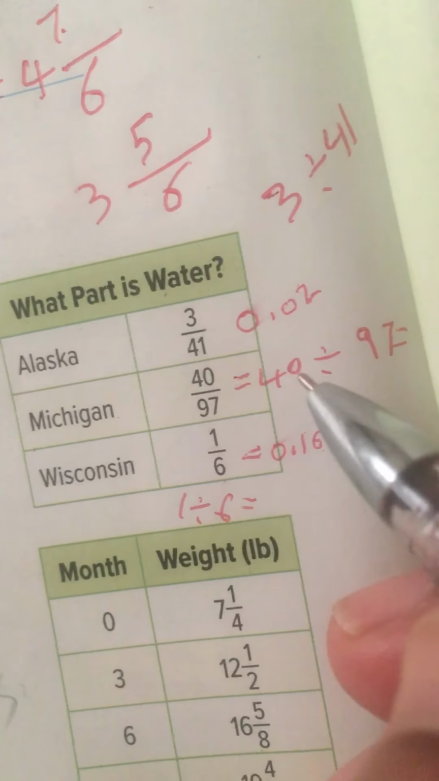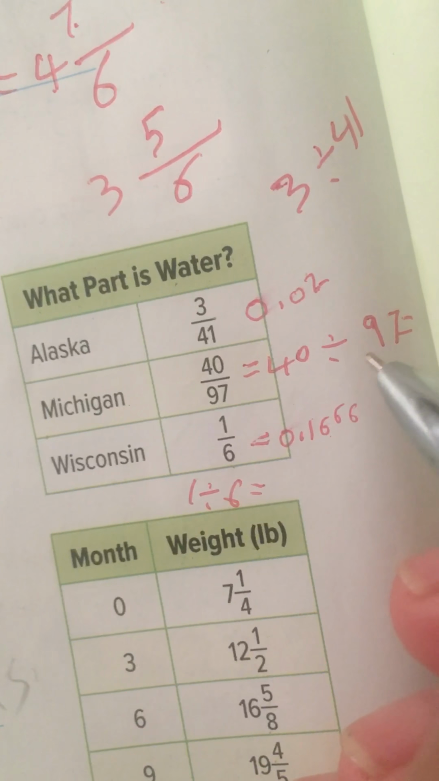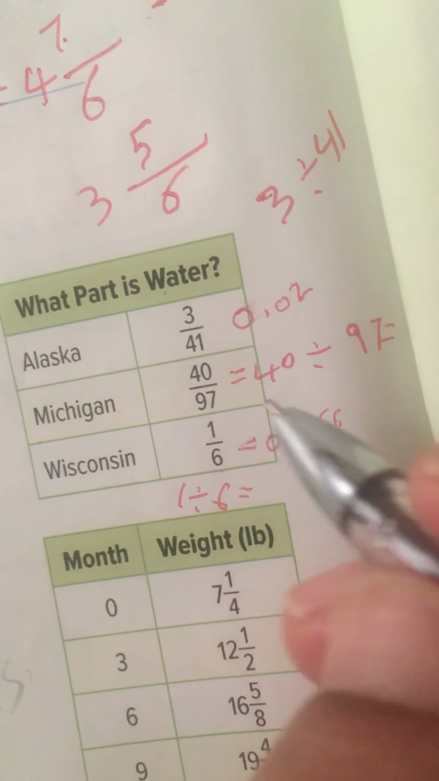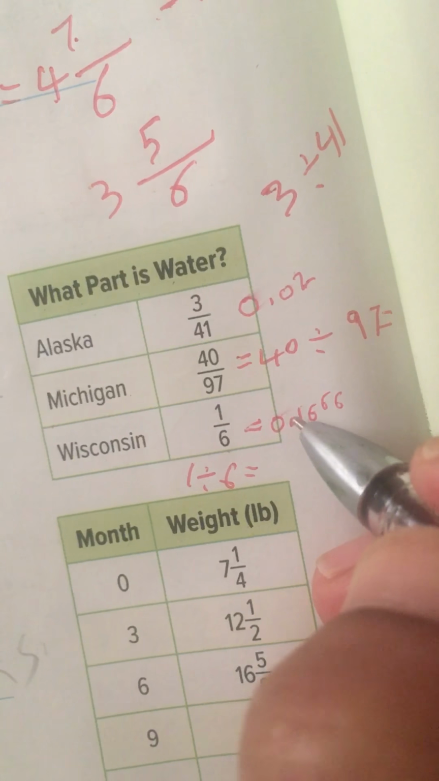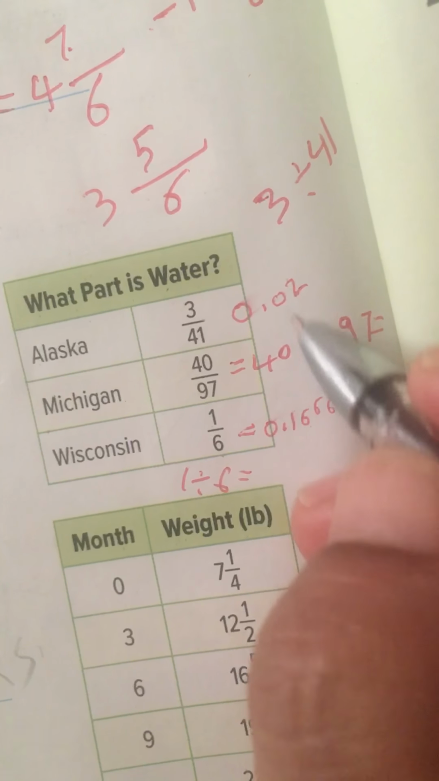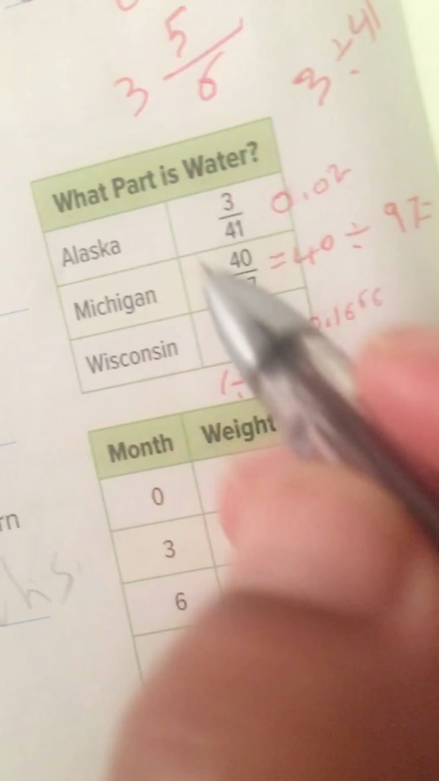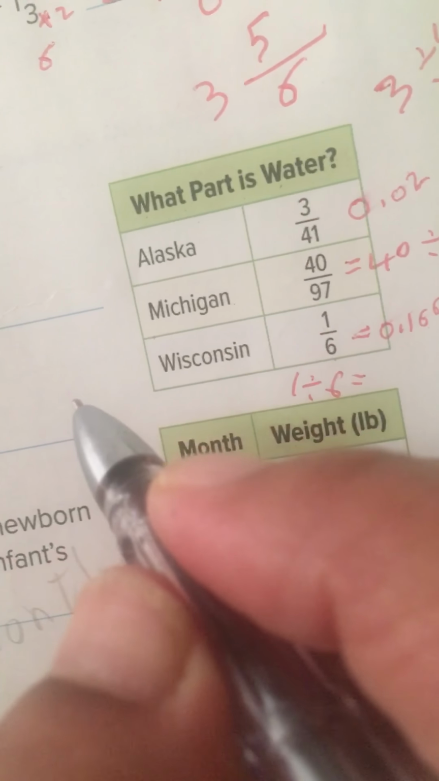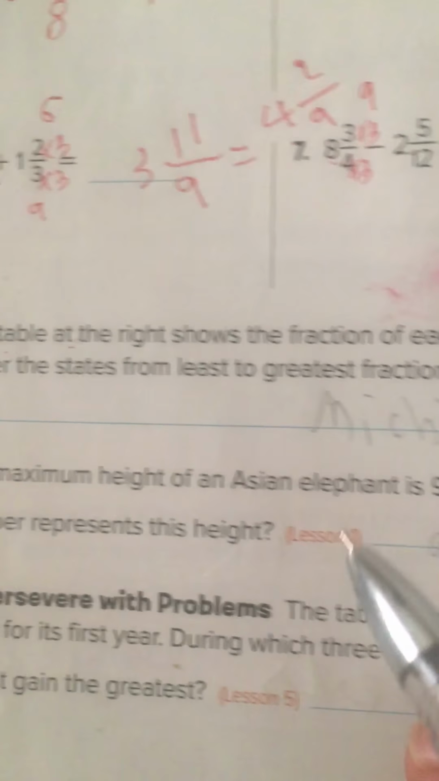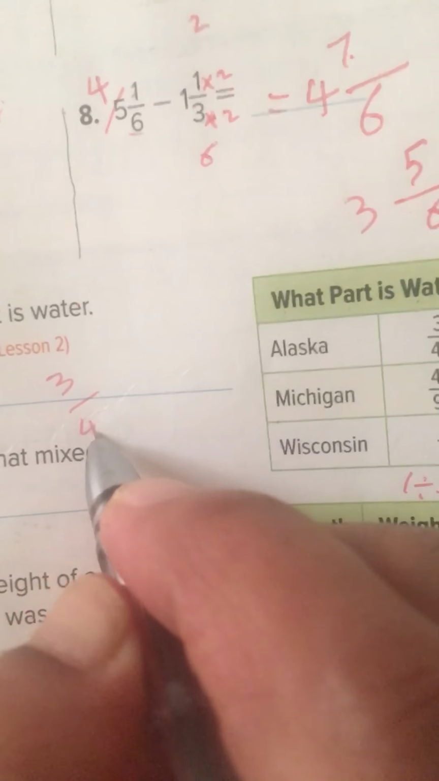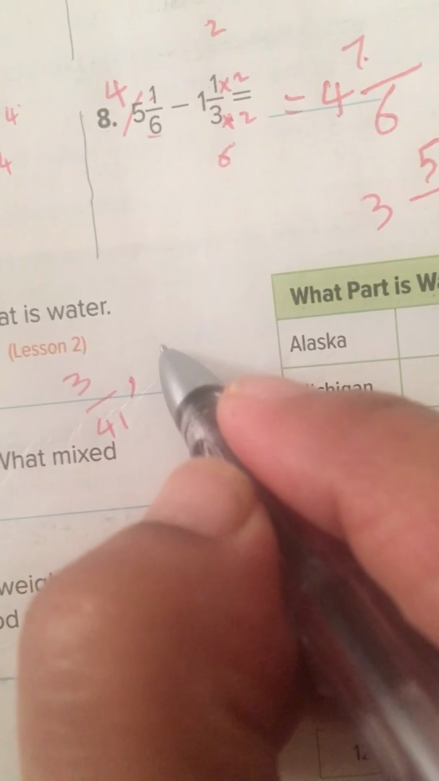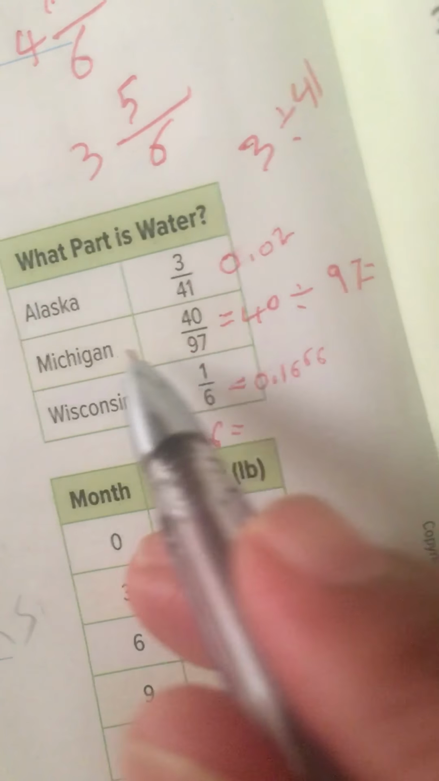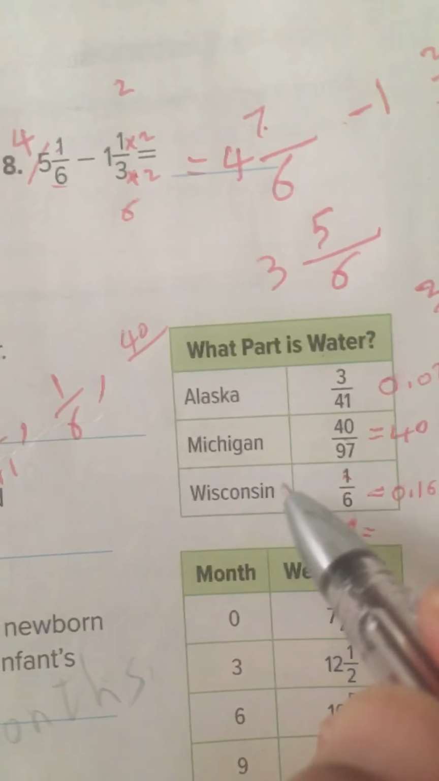What is greater? This is bigger, because 40 is about half of 97, so maybe it will be bigger. Divide to check. 1 divided by 6 is 0.1, and 0.4 is greater than 0.1. So the first one is Alaska, the least one is 3 out of 41, and then 1 out of 6, and the greatest one is 40 over 97. When you divide, it will be the greatest, so the greatest one is 40 out of 97.